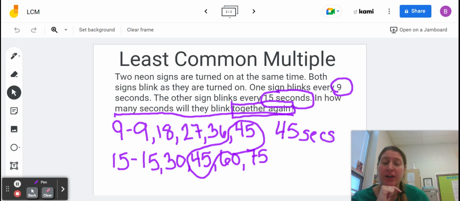I hope this helped you figure out how to solve least common multiple. So I would like you to please try to solve some problems on your own. You are trying to figure out when things happen together. So remember, that's our clue when I'm looking for least common multiple word problems. I'm not splitting anything up. I'm trying to figure out when they come together.